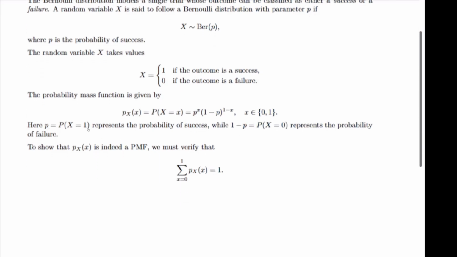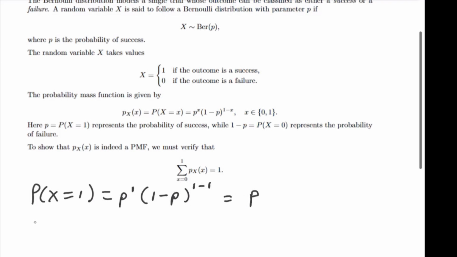Okay, so in order to showcase that something is a distribution, we have to show that the sum of all the probabilities is in fact 1. So the first thing I'm going to do is show that p is in fact equal to the probability that X is equal to 1 using the PMF. So the probability that X is equal to 1 is, using the PMF, p to the 1 times 1 minus p to the 1 minus 1. 1 minus 1 is 0. Anything raised to the 0 is 1, so we're just left with p.